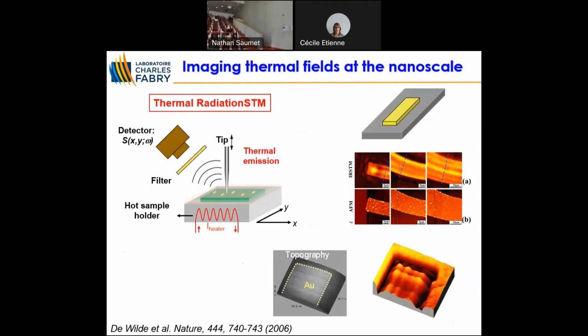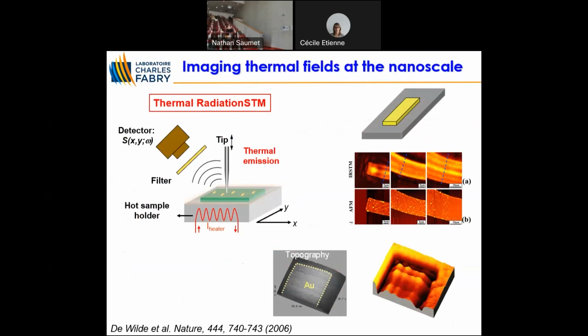So you take a tip, and you oscillate the tip in tapping mode. This is an atomic force microscope in tapping mode. When the tip is here, it's illuminated by the near field, so it scatters light in the far field. And when you retract the tip, it's no longer illuminated, so you do not have any light in the far field. By oscillating at 100 kilohertz, you emit light at 100 kilohertz.